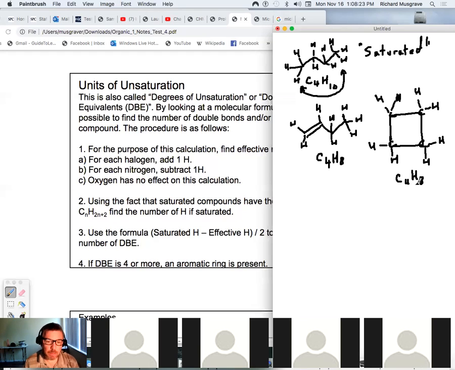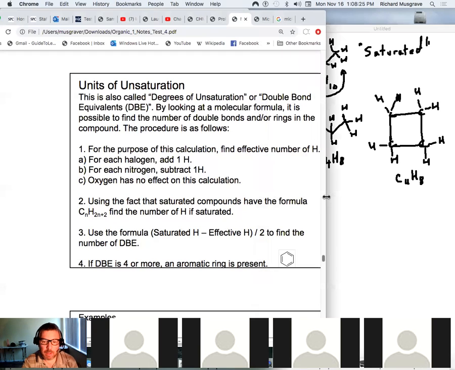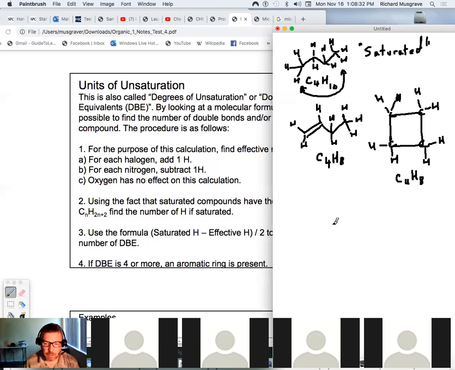Now, there are certain rules that apply here as well. For each halogen, halogens take up as many spaces as hydrogens do. So if you had something like this, you can see that the Br would take up as many spaces as a hydrogen. So for each halogen, you add 1 H. Nitrogen has 3 bonds, and for that you subtract a hydrogen for each nitrogen. And oxygen doesn't have any effect on the calculation, because oxygen can just be shoved in anywhere.